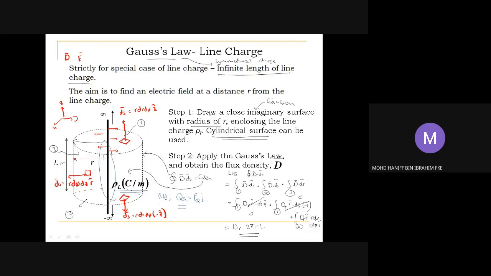Based on this, you have obtained the equation for the left-hand side and also the equation for the right-hand side, so we just equate both of them. I'm going to use this space up here at the top. The left-hand side shall be equal to the right-hand side. So we're going to have D_r of 2 pi rL, where D has the subscript r, shall be equal to rho L of L.